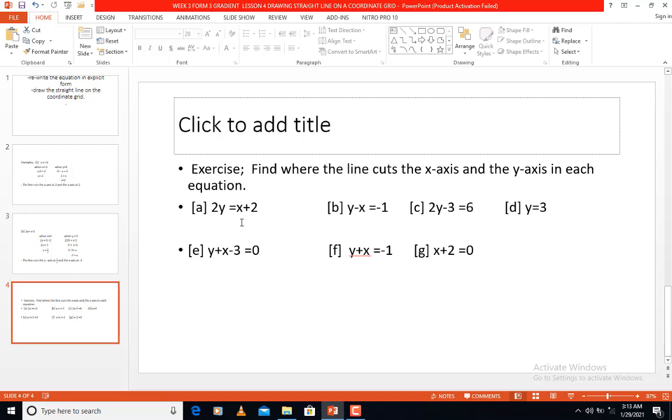I want you to find out where the line cuts the x-axis and where the line cuts the y-axis. Start with when x is 0, what is the value of y? When y is 0, what is the value of x? You do the same thing again for the next equation. Then you see the answers.